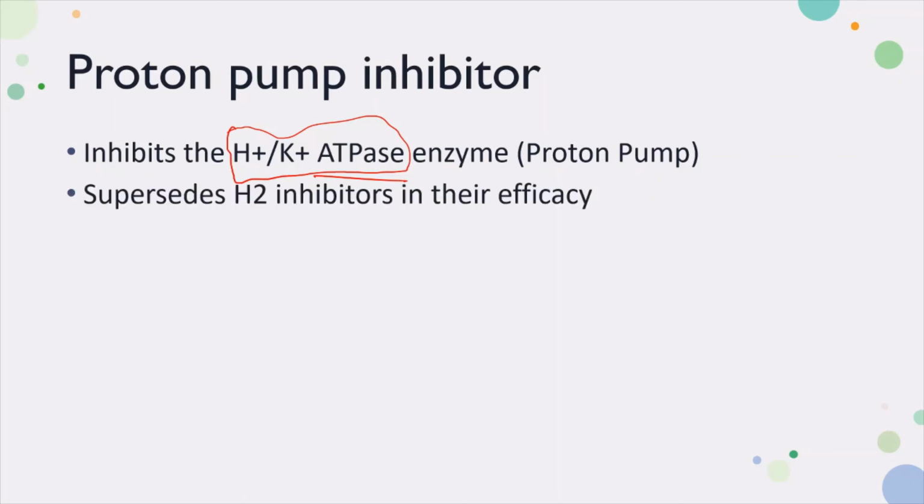Now, it has better efficacy in prevention of gastric acid secretion. Basically, 99% of the gastric acid can be suppressed by using these kinds of enzyme suppressors, that is proton pump inhibitors. So nowadays, proton pump inhibitors are used a lot more than H2 inhibitors, for their efficacy and also due to their ease of use.